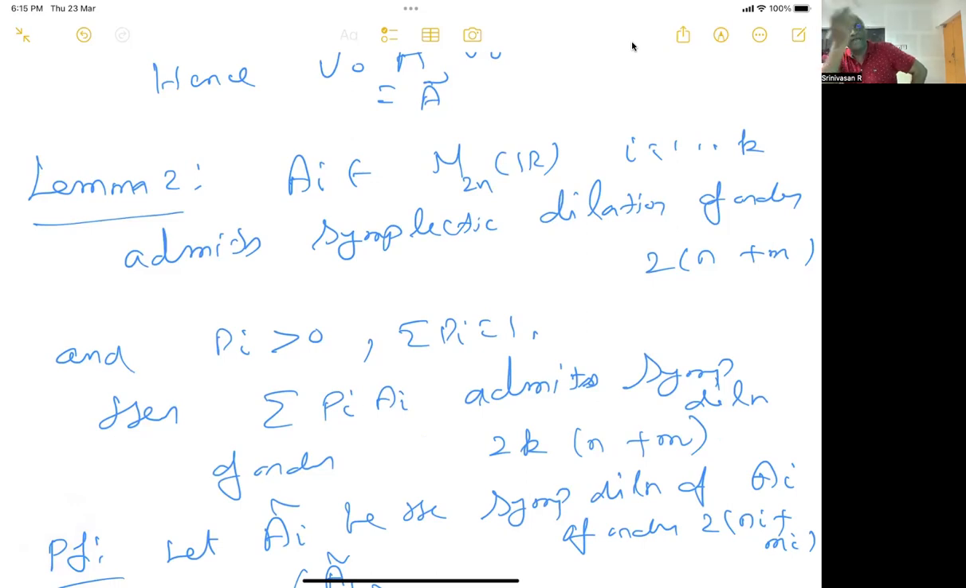Each A_i may have a different dilation of order M_i, but then you can make it uniform. You can take the maximum of the M_i and make it uniform. Add something, and then, okay. You can add a symplectic operator to get a uniform order. Identity is also symplectic. J is also symplectic, for example. You can add anything you want.